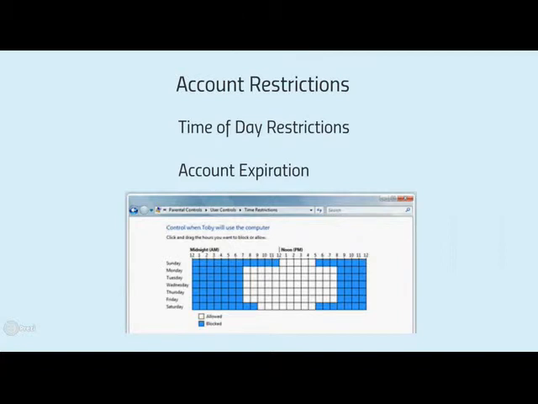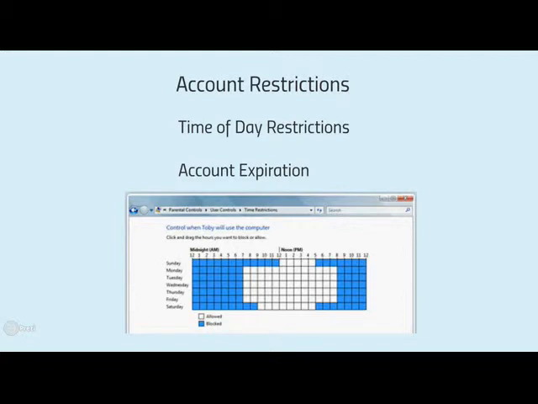Also, account restrictions. Another means of enforcing access control is to place restrictions on user accounts. Two of these are time of day restrictions, which can be used to limit when a user can log into the system. No more midnight working.